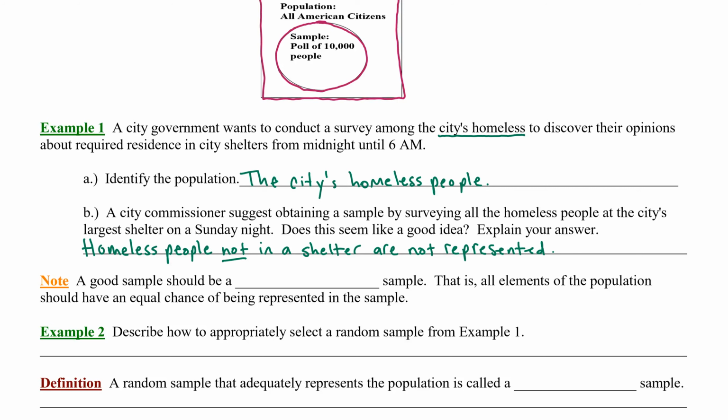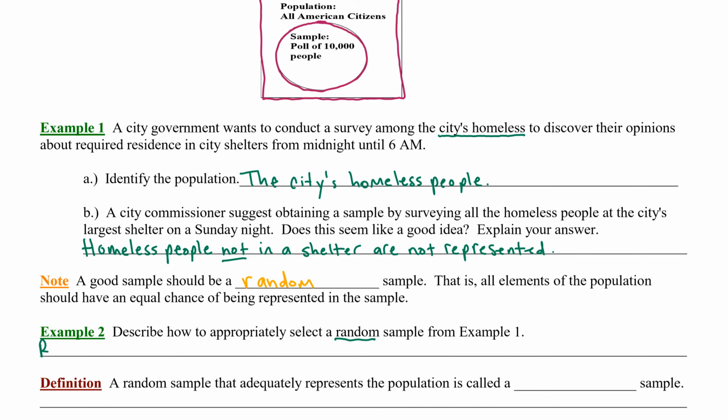Note, a good sample should be a random sample. That is, all elements of the population should have an equal chance of being represented in the sample. So, example 2, describe how to appropriately select a random sample from example 1. In example 1, the city commissioner's idea concentrated the people of the sample at one specific location, but we want to give all of the homeless people an equal chance of being represented in the sample.